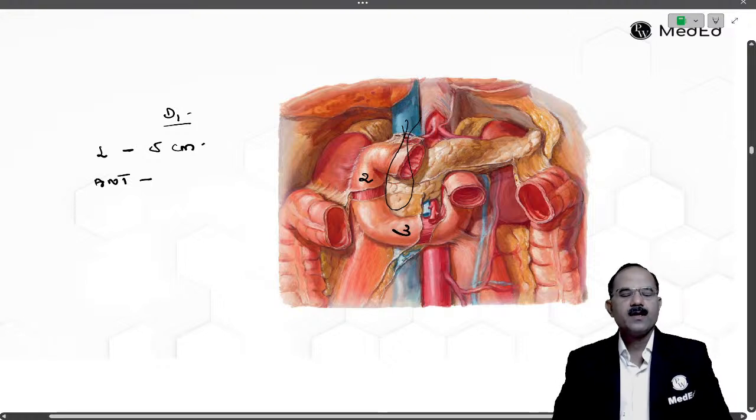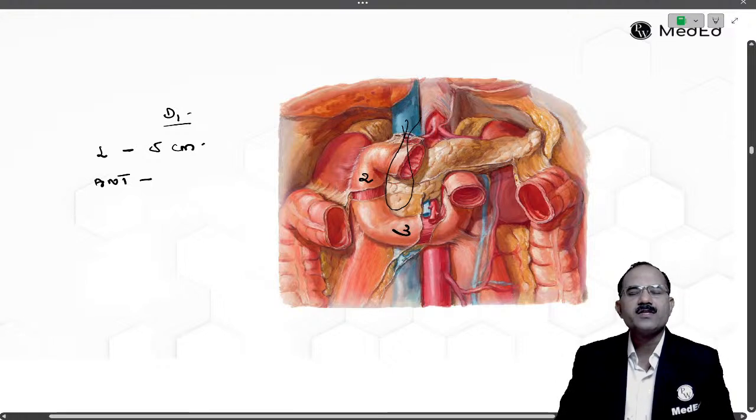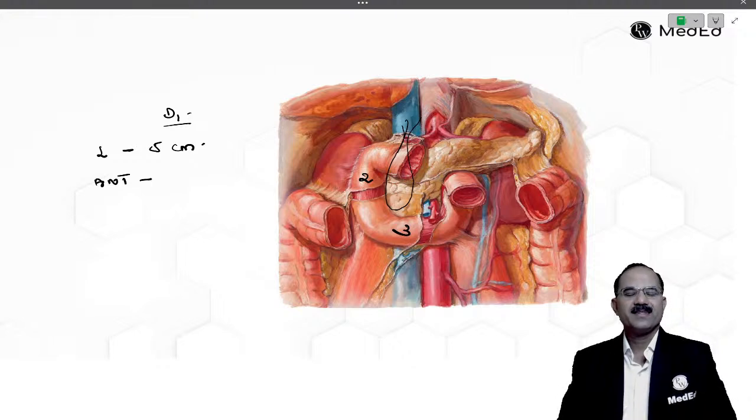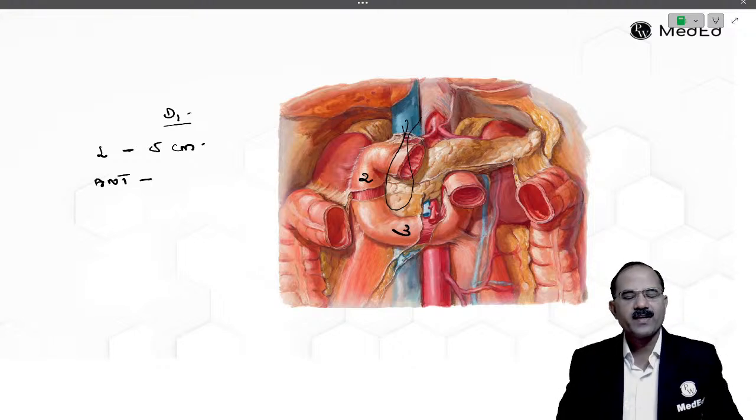What is that? Anterior relations of the first part of duodenum. Can anyone tell this? I've drawn something for you. Anterior relations of the first part of duodenum. First part is 5 centimeters.